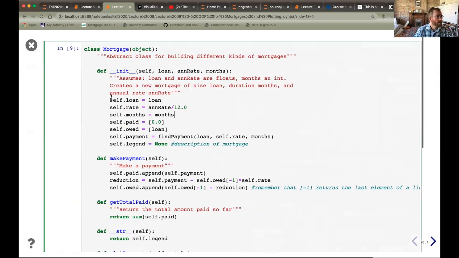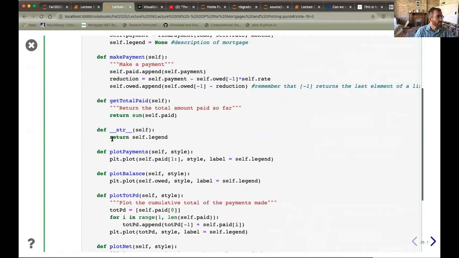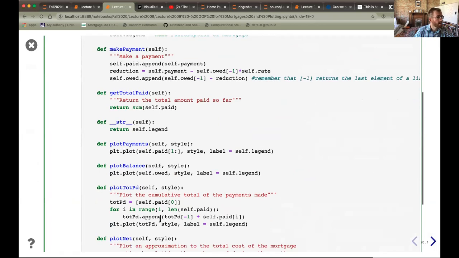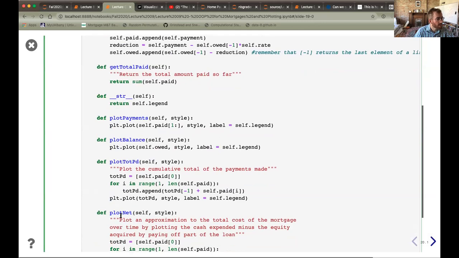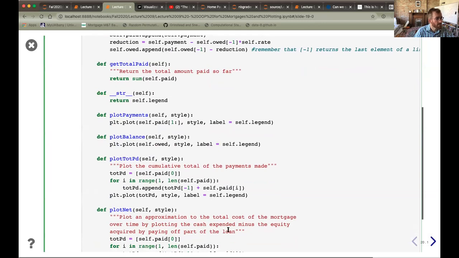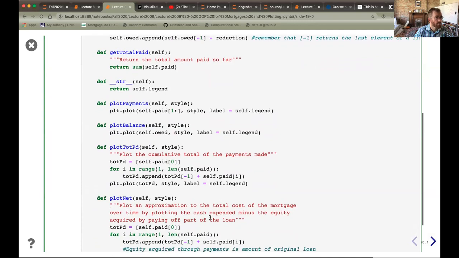Okay, so again, I've just completely copied over the original mortgage class, and we had make payment, get total paid, but now we also have methods that integrate with matplotlib, which allow us to plot our payments, plot our balance, plot total paid, and then we can look at the net cost, so plot an approximation of the total cost of the mortgage over time by applying the cash expended minus the equity acquired by paying off part of the loan.